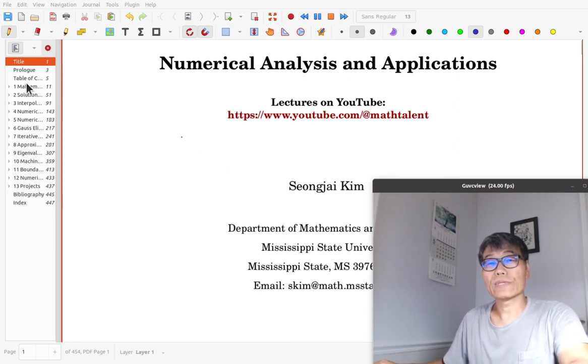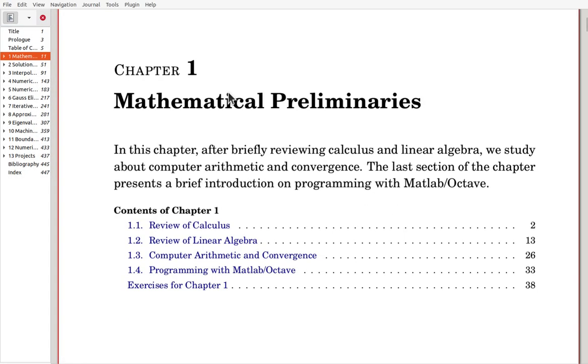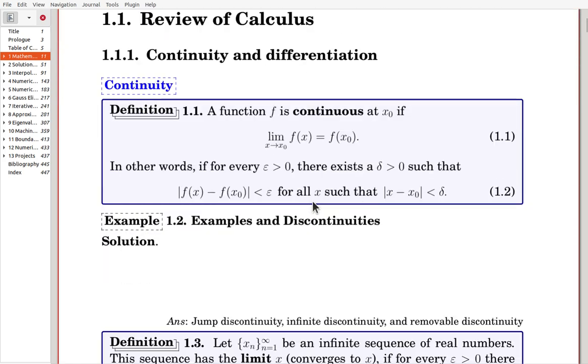Let's go to chapter 1. In this chapter, we'll review calculus and linear algebra, and we consider computer arithmetic and convergence. And at the end of the chapter, we'll see programming with MATLAB or Octave. Octave is a free alternative to MATLAB. Here we have section 1.1, review of calculus.